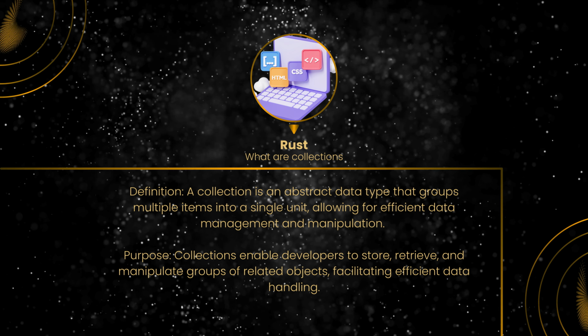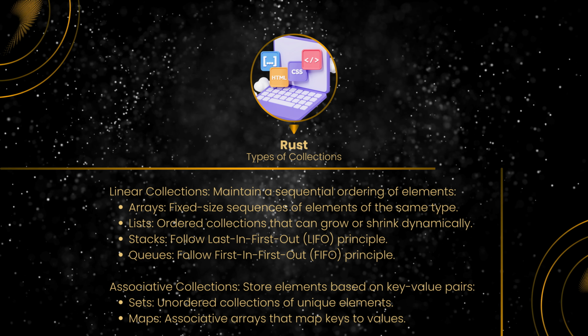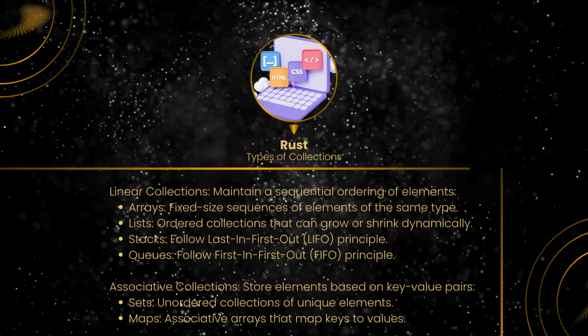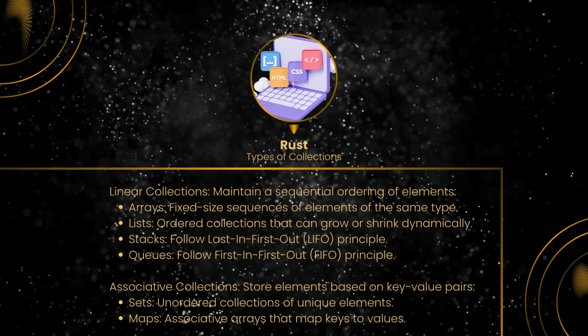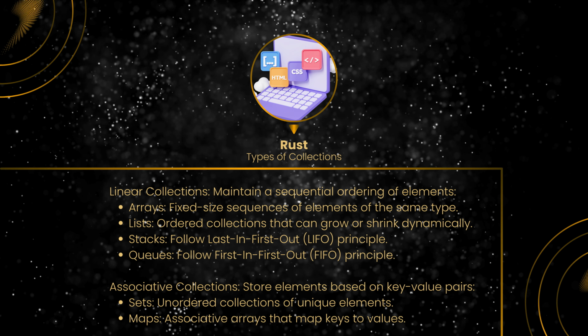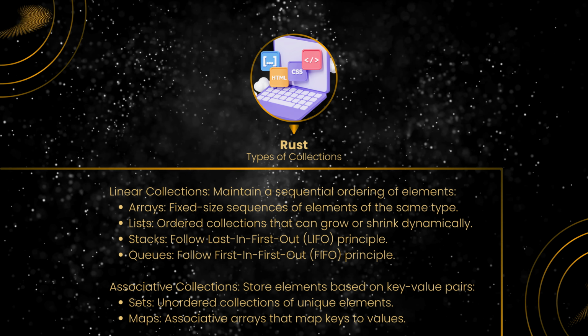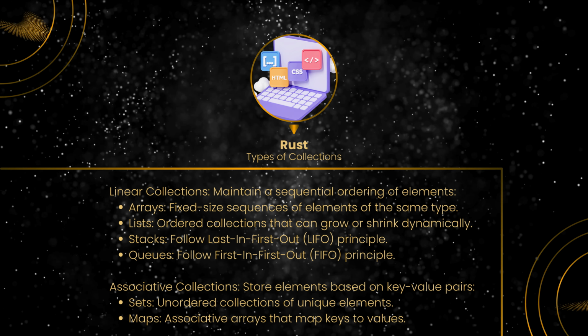We're going to start off with linear collections, which maintain a sequential ordering of elements, such as arrays, which are fixed size sequences of elements of the same type. Lists, which are ordered collections that can grow or shrink dynamically. We've got stacks, which follow the LIFO principle, last in, first out. And queues, which follow the FIFO principle, first in, first out.